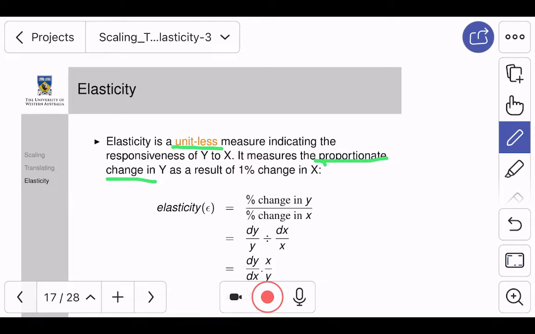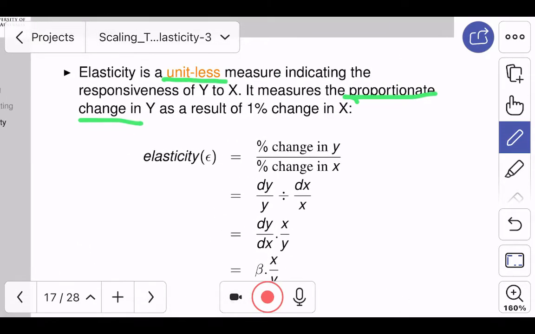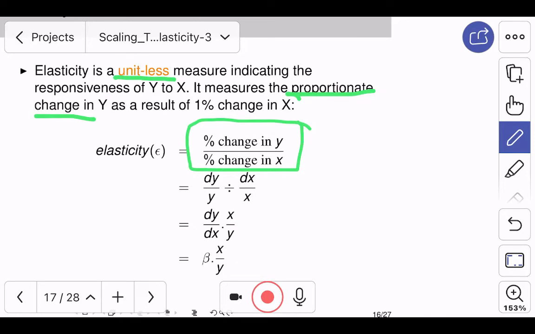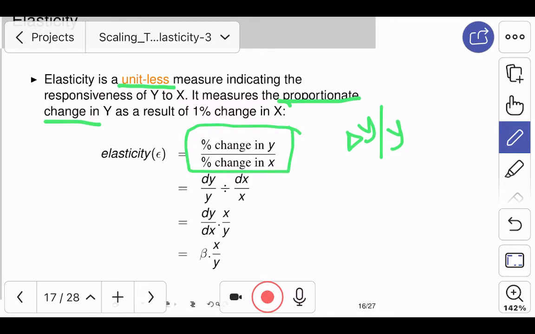It's a unitless measure, like the raw correlation coefficient. It doesn't depend on the units and is insensitive to scaling. Its definition is here. It's a ratio of the percentage change in y relative to the same in x. And of course, we know what percentage change is. It's simply change in y over y. And if you are thinking of small changes, that's going to become basically small change in y, which is like the differential in maths, dy.